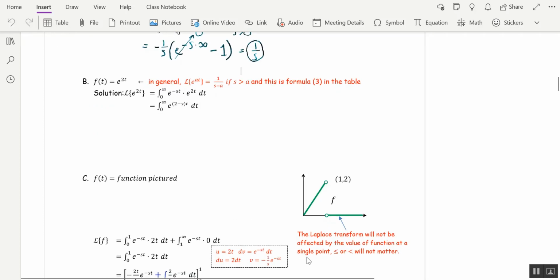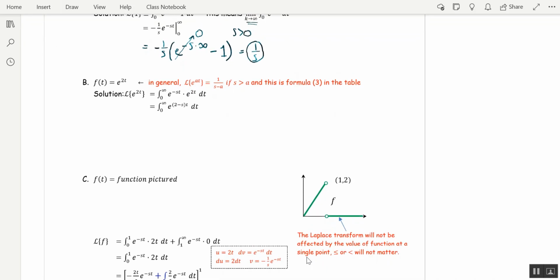This next one, the Laplace transform of e to the 2t, we'll see from our table that L of e to the 2t should be 1 over s minus 2 as long as s is bigger than 2. But let's verify that using the definition. All right, and again, I've started us out. I've written down the integral that determines the Laplace transform.